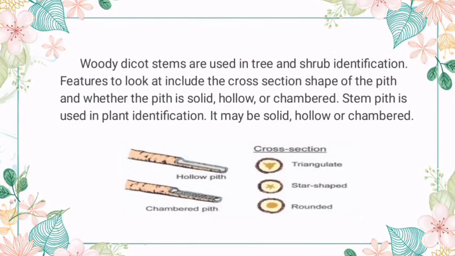Woody dicot stems are used in tree and shrub identification. Features to look at include the cross-section shape of the pith, the rounded, star or triangular, and whether the pith is solid, hollow, or chambered. Stem pith is used in plant identification. It may be solid, hollow, or chambered. In a cross-section, the pith may be rounded, triangular, or star-shaped.